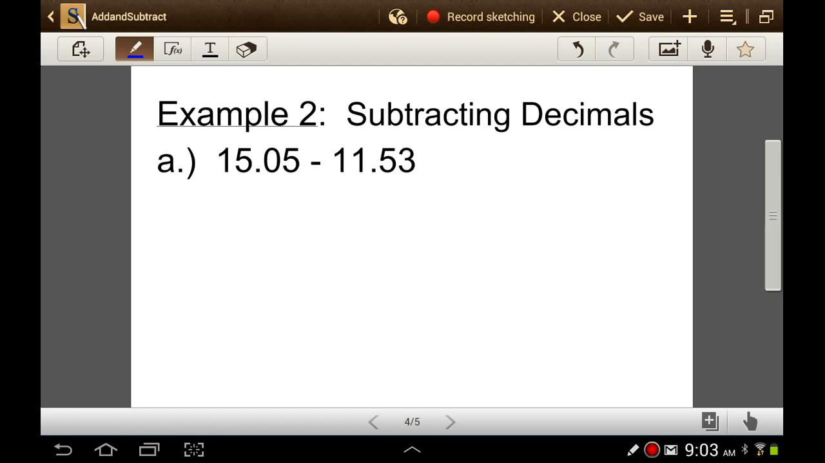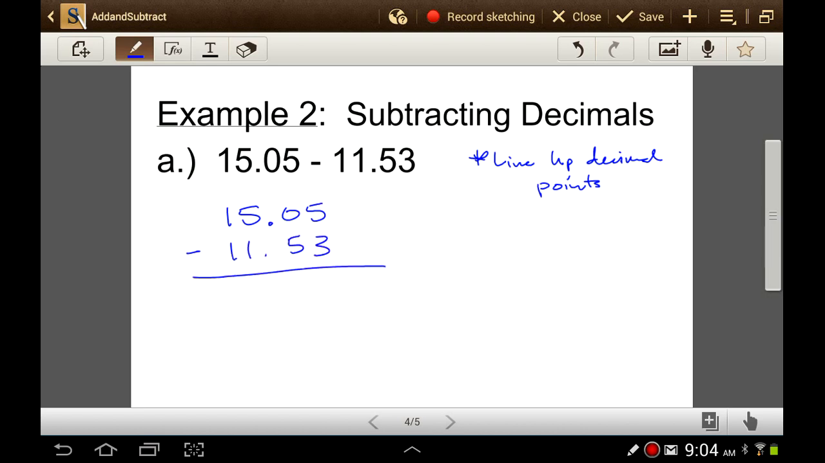Okay, now in example 2, subtracting decimals, we're going to move on to A. So we're going to do the same thing. You want to make sure you line up your decimal points. And the important thing about lining up those decimal points is that you want to make sure that your place values are all lined up. So I'm going to do 15 and 5 hundredths minus 11 and 53 hundredths. Okay, again, I have my ones, my decimal points are lined up, my tenths and my hundredths are lined up. Now I can subtract.